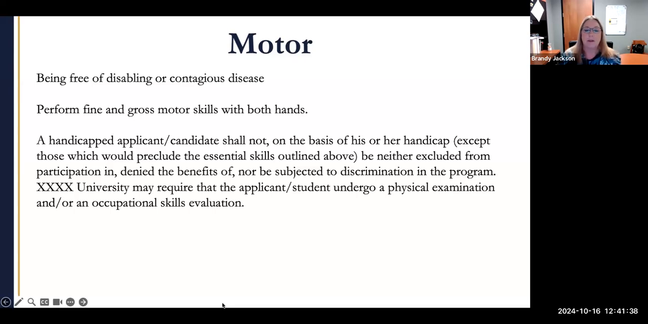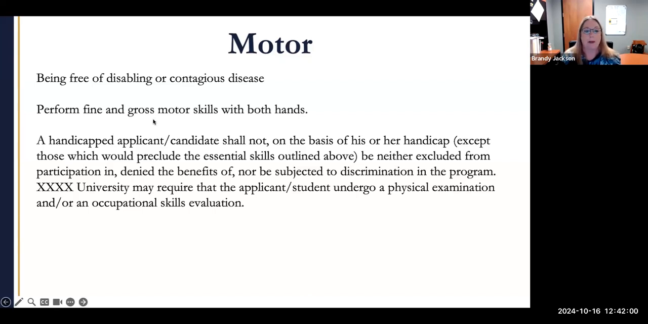So let's begin with organic. Remember, in this case, organic is bad technical standards. Here are some statements from technical standards in the past 2 weeks. This slide reads, being free of disabling or contagious disease, perform fine and gross motor skills with both hands.